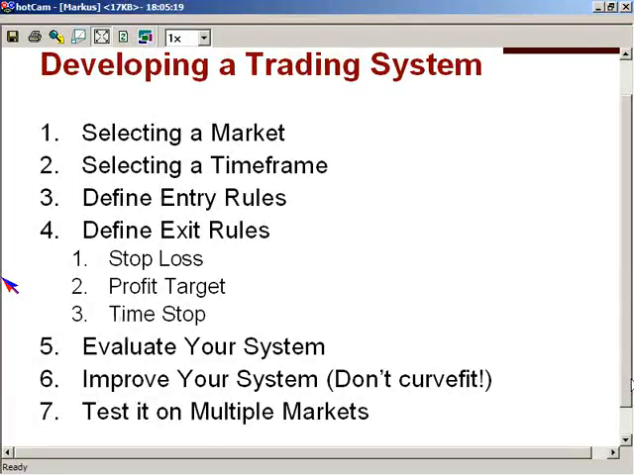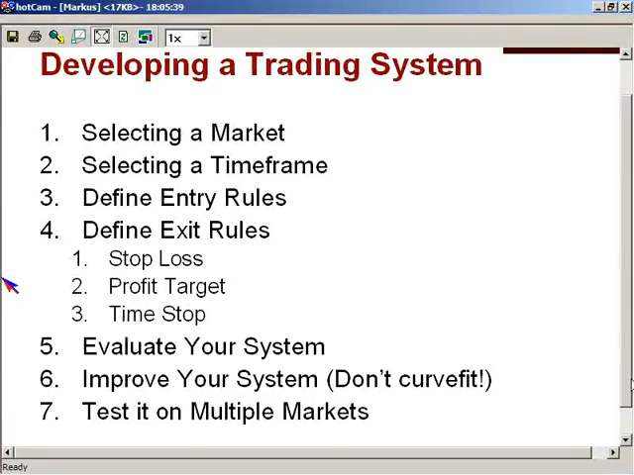We'll be selecting a market. We'll select a time frame. We'll define our entry rules, and we'll then define our exit rules: our stop loss, our profit target, and our time stop. We will evaluate the system, and we will improve the system without curve fitting it.